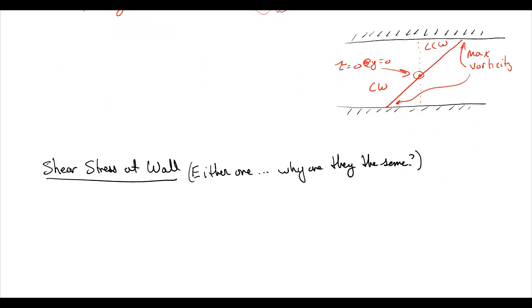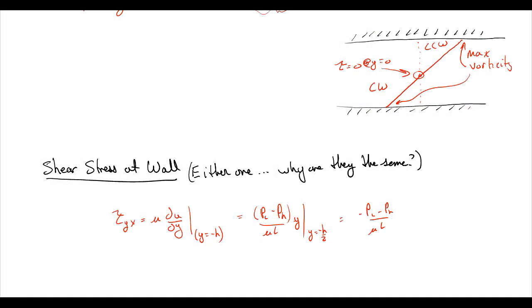Doesn't matter whichever one we want to do, they're going to be the same because we have a symmetric system. Our tau, with the y face and the x direction, is going to be equal to mu du/dy evaluated at, let's pick negative h. y is equal to negative h over 2, because that's the surface we want to look at. We already have this derivative, we just had it above, so it's going to be equal to (P low minus P high) over mu L times y, evaluated at y equals negative h over 2. So if we plug this in, we get negative (P low minus P high) over mu L times h. And that's our shear stress.